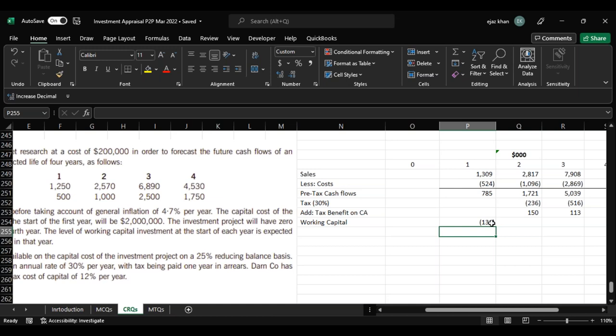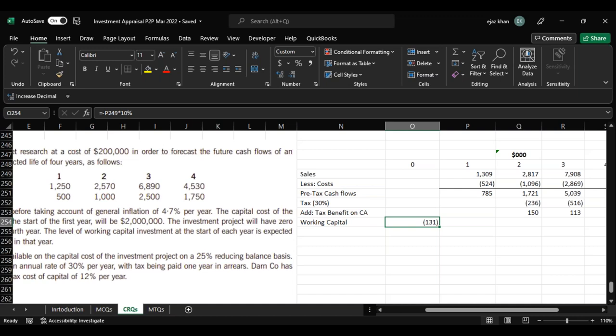Now my question to all of you is, at what point should this amount be injected? Should it be injected at the end of the first year, or at the start of the first year? Remember, working capital of the first year will always be injected at the start of the first year, as we will be needing this capital throughout the first year. So we cannot afford to invest it at the end of the year, whereas we will be needing it throughout the year. So we have to inject it at the start of the year. That means it should be shown in this column, where zero represents the start of the first year. So 131,000 should be invested at point zero, so that we can run our day-to-day activities of year one, right?